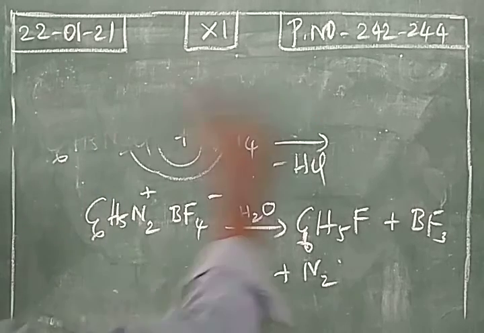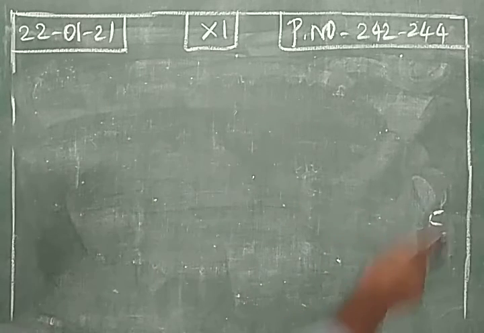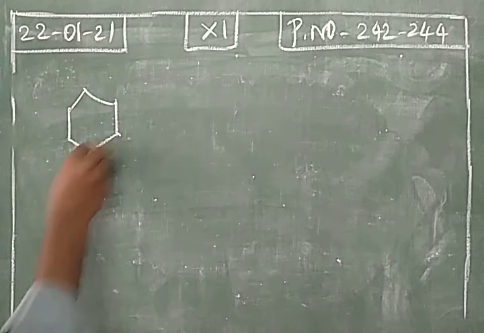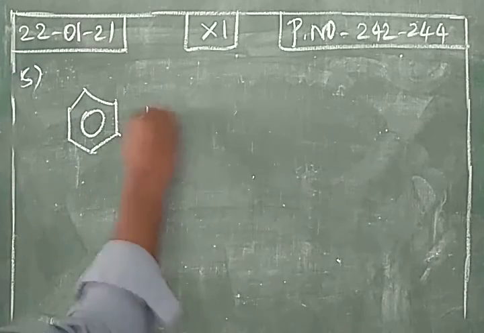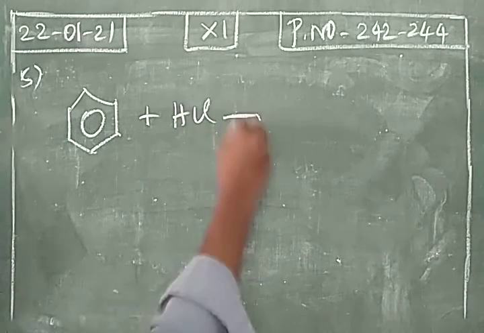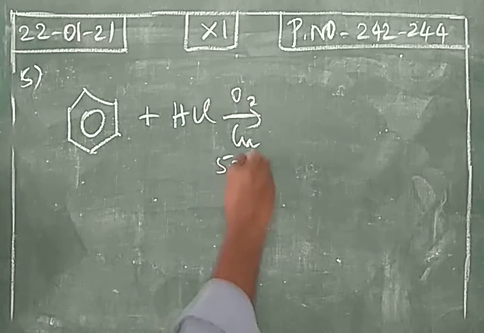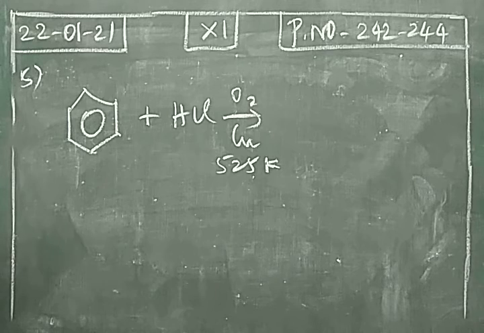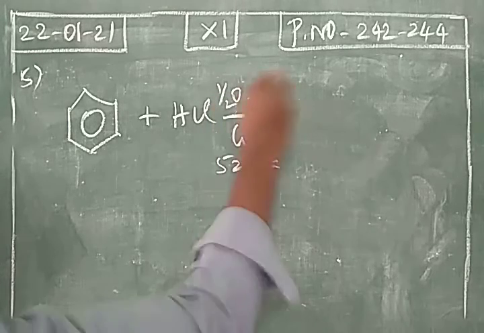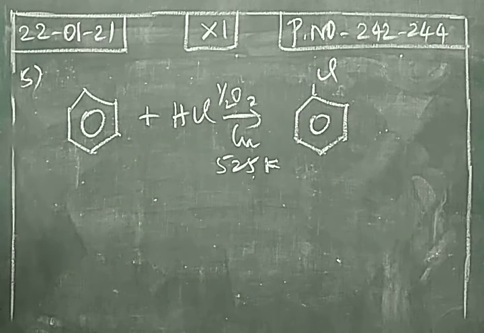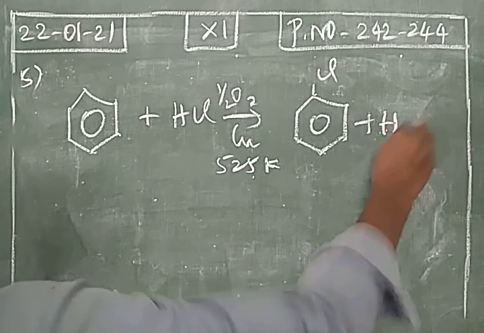Fifth one, commercial method of preparing haloarenes. On a large scale, how can we prepare chlorobenzene? For which, benzene is passed along with hydrogen chloride and oxygen over copper catalyst at 525 Kelvin. We get chlorobenzene. So this is the commercial method of preparing chlorobenzene.